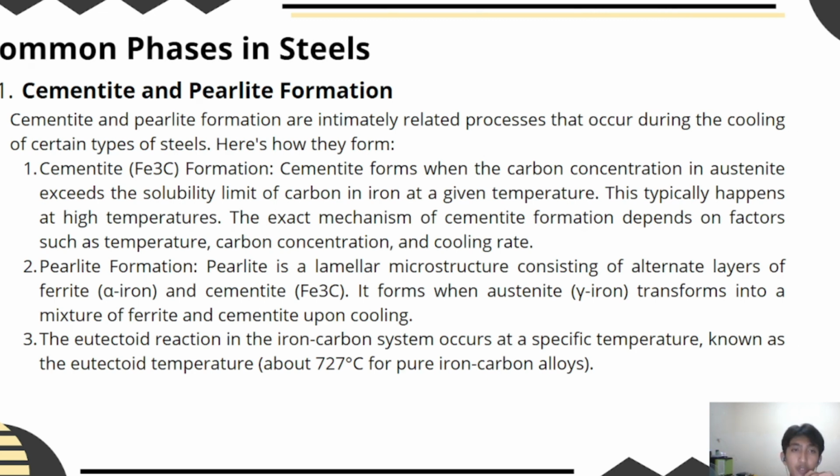Second is pearlite formation. Pearlite is a two-phase mixture structure that consists of alternate layers of ferrite and cementite. It is formed when austenite transforms into a mixture of ferrite and cementite upon cooling. The eutectoid reaction in the iron carbon system occurs at a specific temperature known as the eutectoid temperature, about 727 degrees Celsius for pure iron carbon alloys.